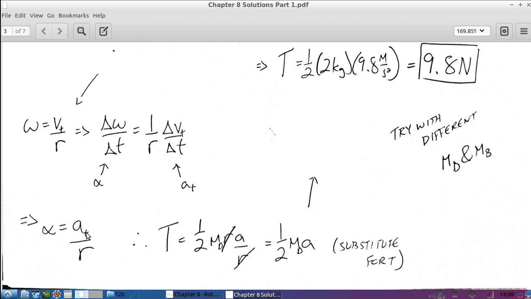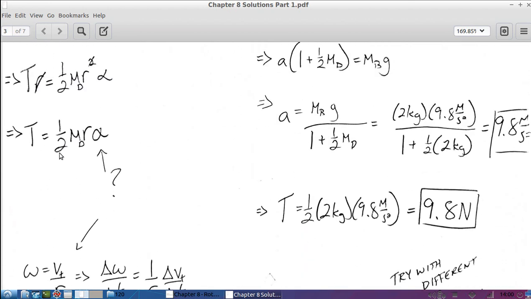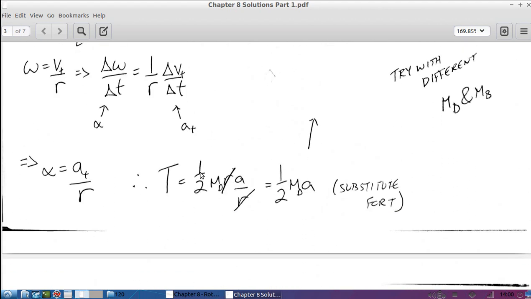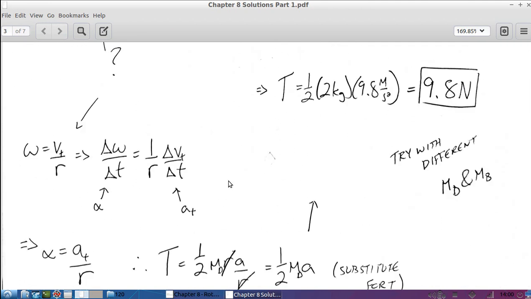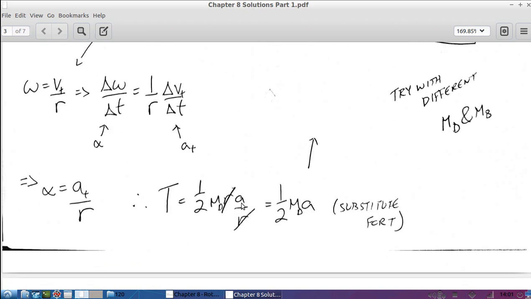Now this is not the centripetal acceleration from last chapter. This is the tangential acceleration of some point on the edge of that disk. So I'm going to come back here to my tension and substitute that in. So T is 1/2 the mass of the disk times its radius times the tangential acceleration divided by the radius.